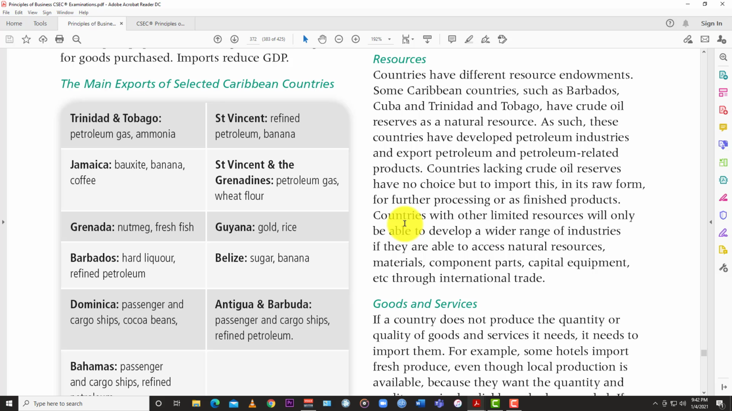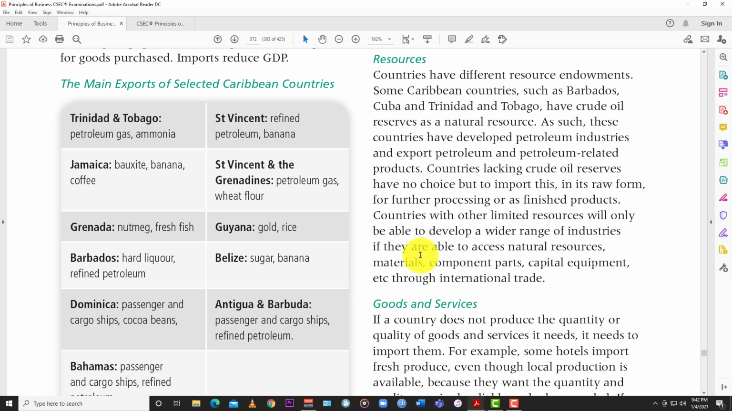You know why certain Caribbean countries have to trade with the US or EU or wherever? Because 1, resources. Countries have different resource endowments. Some Caribbean countries such as Barbados and Cuba and Trinidad and Tobago have crude oil reserves as a natural resource. As such, these countries have developed petroleum industries and export petroleum and petroleum-related products. Other countries lack crude oil, and so therefore they have to trade with another country to get those things.